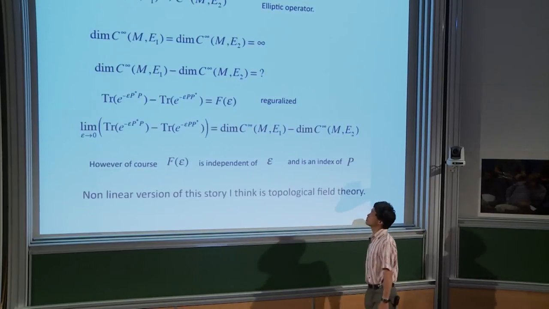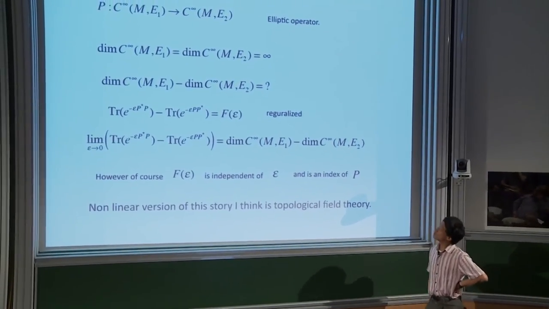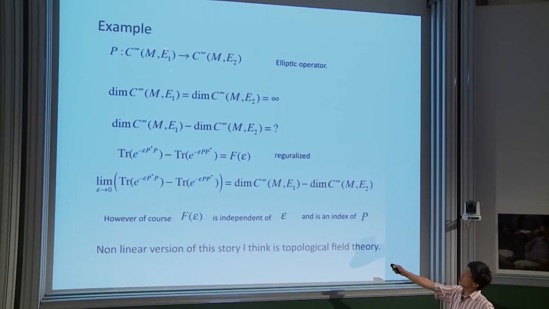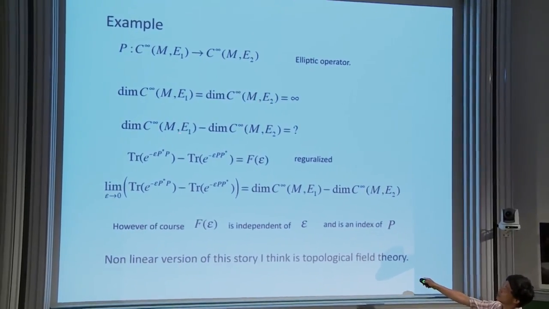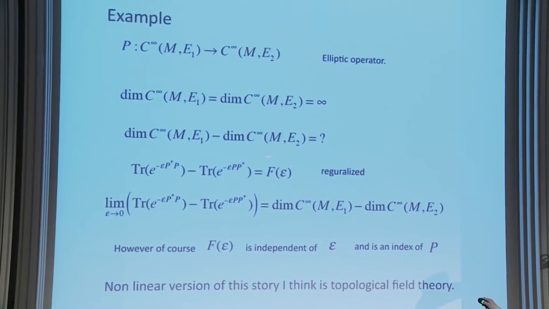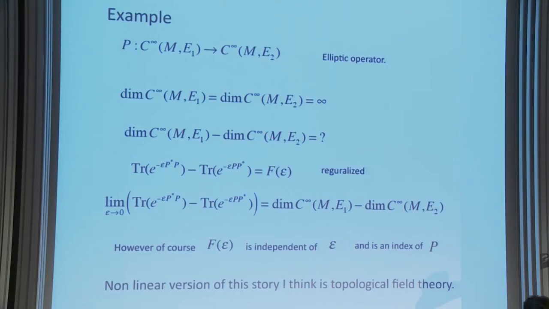I want to give a very simple but interesting example. It's about the Atiyah-Singer index theorem. You start from an elliptic operator P, and what you want to calculate is a difference of dimensions, the dimension of the kernel minus the dimension of the cokernel, between spaces of sections of vector bundles. These are infinite dimensional spaces of sections, so of course this is infinite. What many people do is to take the trace of e to the power minus epsilon P star P. When epsilon is zero, this trace is just the dimension, so you just take the difference. And of course, when epsilon is positive and P is elliptic, this difference is finite.